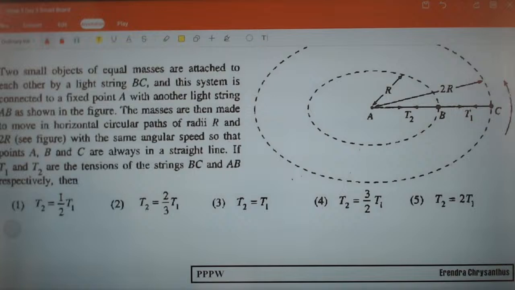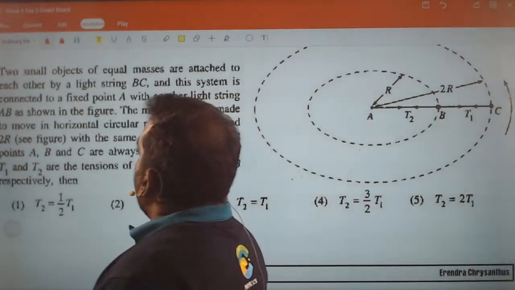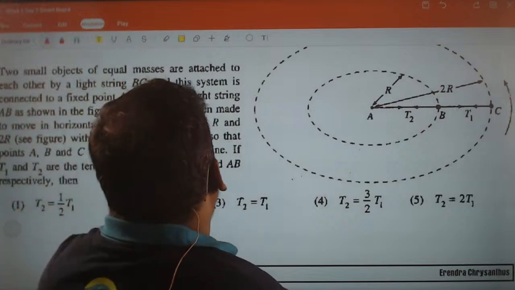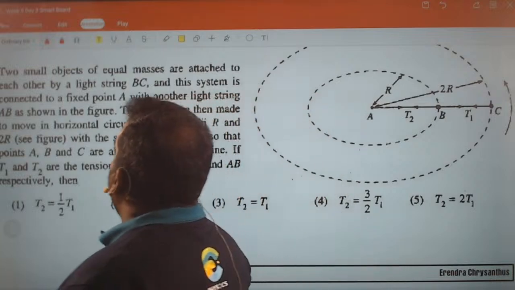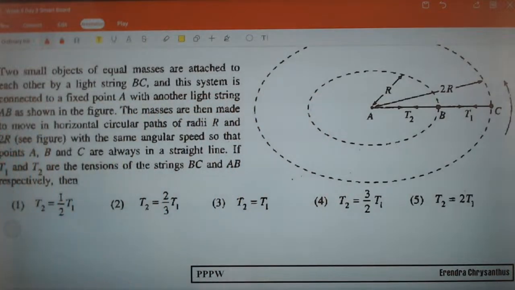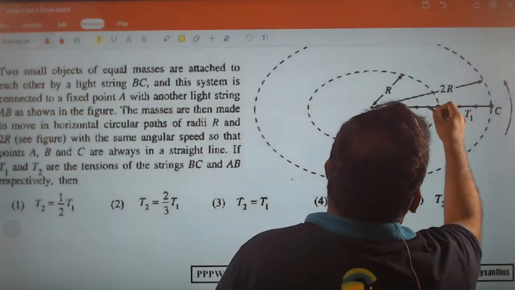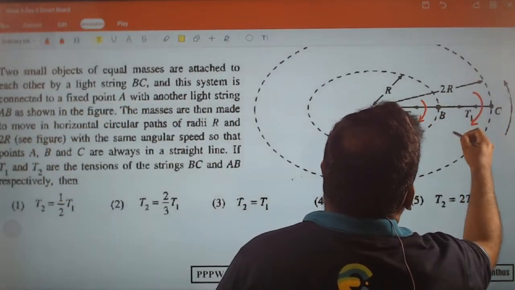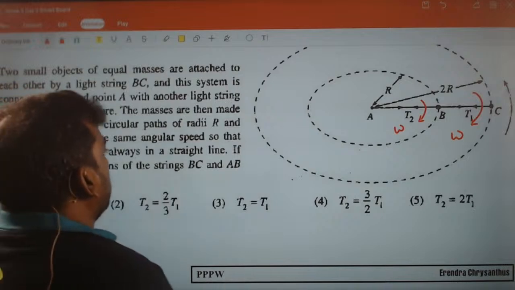Two small objects of equal masses are attached to each other by a light string BC, and this system is connected to a fixed point A with another light string AB, as shown. The masses are then made to move in a horizontal circular path of radius r and 2r with the same angular speed so that points A, B, C are always in the same line. So here also same omega, right? If T1 and T2 are the tensions of the string, what can you say?